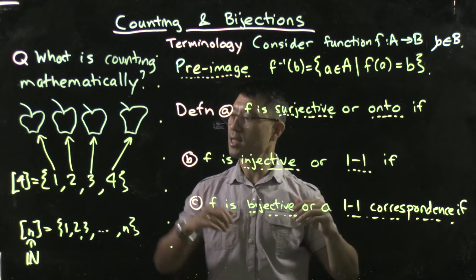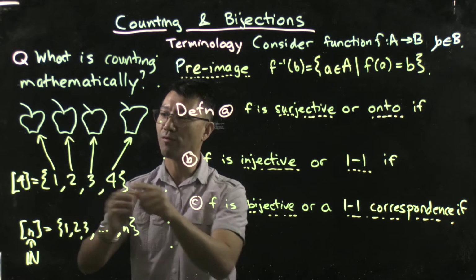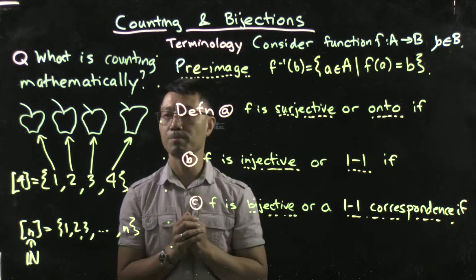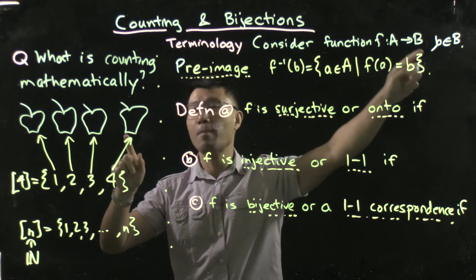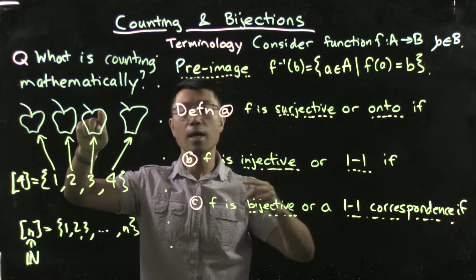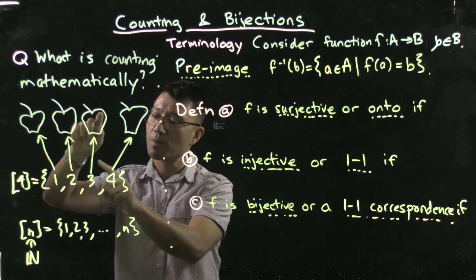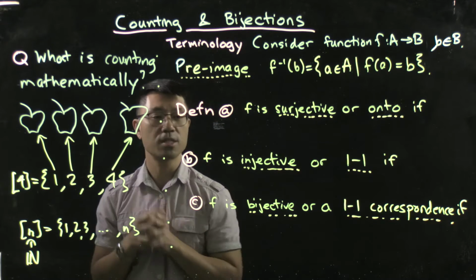Okay, so let's have a look at this example here. We have a function from this set 1, 2, 3, 4 to this set of 4 apples. If we pick something in the codomain, like this apple here, what is its pre-image? Well, the only thing which gets mapped to it is the number 3. So the pre-image is the set just consisting of this number 3 here.